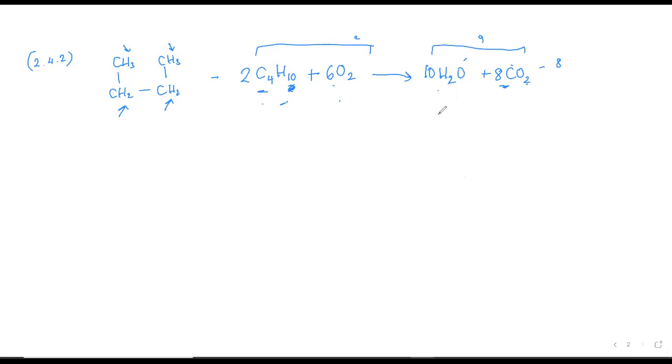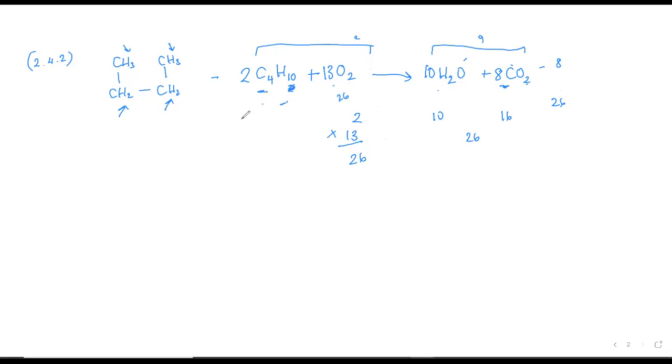We have 10 oxygen atoms on this side, and we have 16 oxygen atoms, which gives us 26 oxygen atoms. But here we have 2 oxygen atoms. So to balance this, we can multiply it by 13, because 2 times 13 gives us 26. So if we have a 13 here, now we have 26 oxygens on this side, and we also have 26 oxygens on the other side.